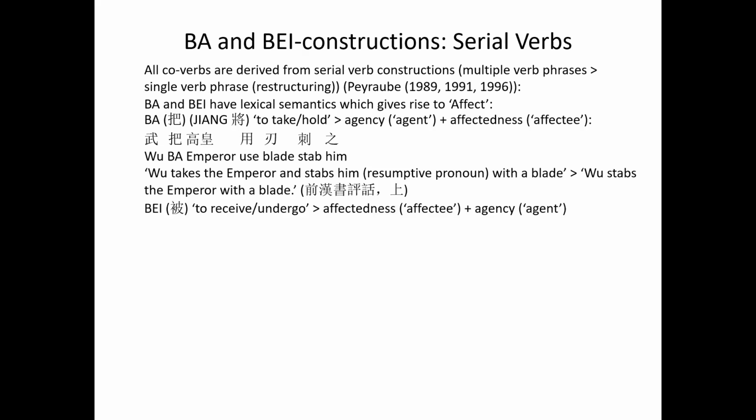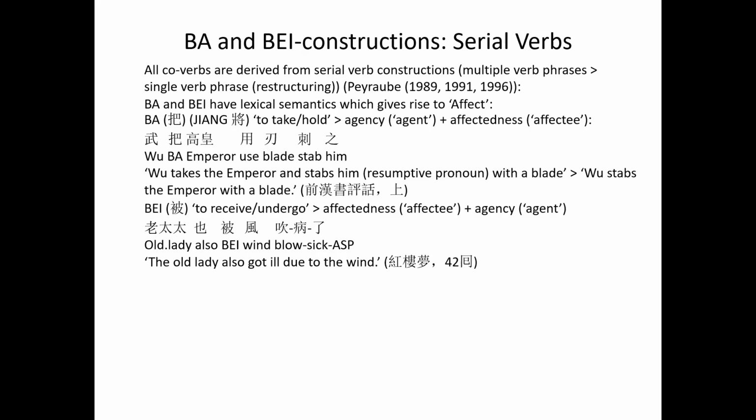Similarly, bei originally means to receive, to undergo and to experience, and it also denotes affectedness in its subject and also agency in what comes after it. So, for example, in the 红楼梦, 老太太也被风吹病了. Okay, 老太太被风, so she experiences the effect of the wind, blowing her sick. So bei also implies affectedness in its subject and agency in what comes after it.